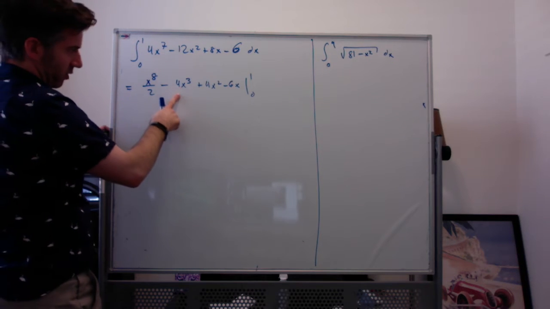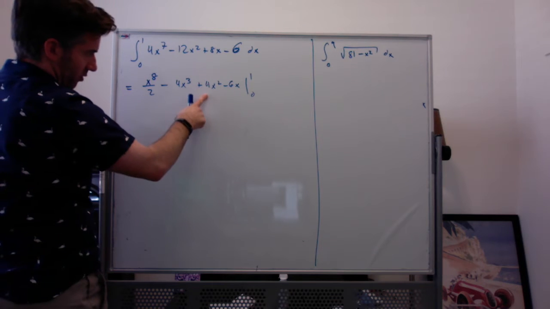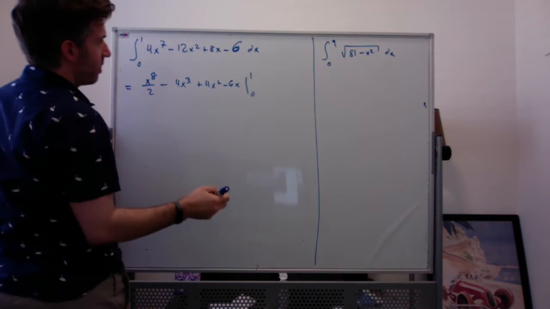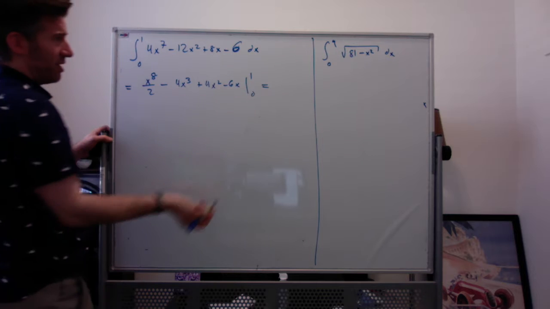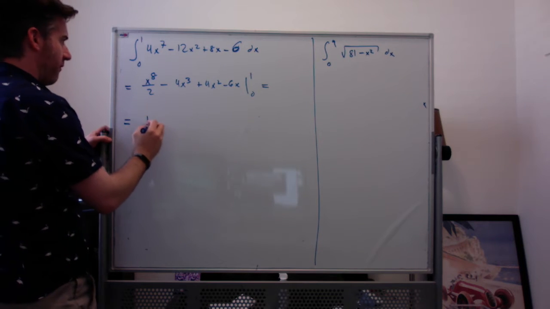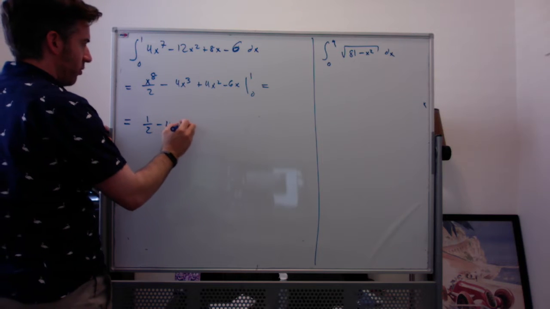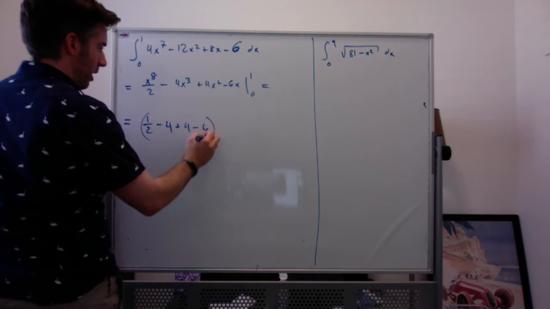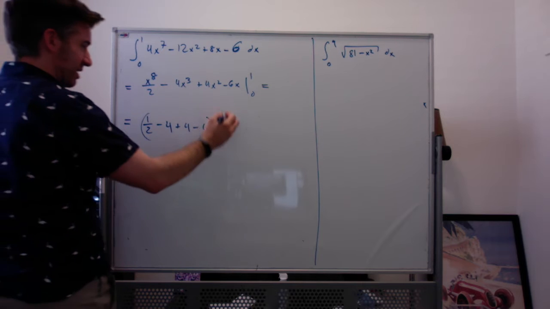12x cubed over 3, which is 4x cubed. 8x squared over 2, which is 4x squared. And it's minus 6x. And then just plug in 1 and 0. And 1 and 0 are kind of the best limits of integration ever. Plug in 1 and I get 1 half minus 4 plus 4 minus 6. And I plug in 0, since these are all just powers of x, I do get 0.